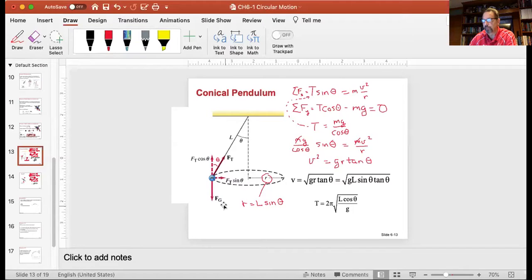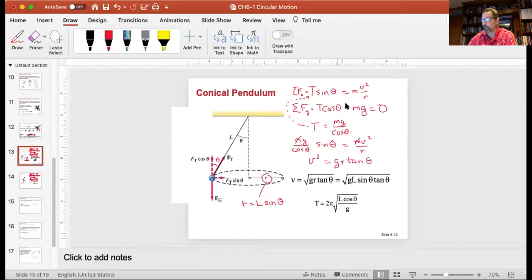The adjacent side takes that tension and multiplies by the cosine. The horizontal is the opposite side. That takes the tension and multiplies by the sine of that angle, theta. And then we look and we go, is the ball moving up and down in the y direction? And the answer is no. And so it's an equilibrium in the y direction. And so that means the sum of the forces in the y direction are 0. The tension times the cosine of theta minus the weight has to be equal to 0.